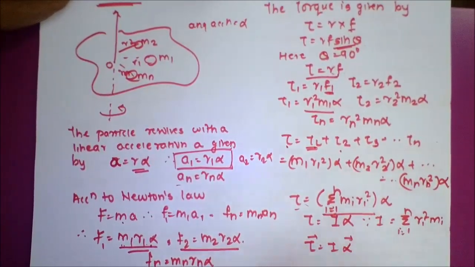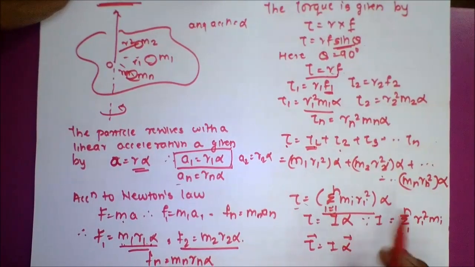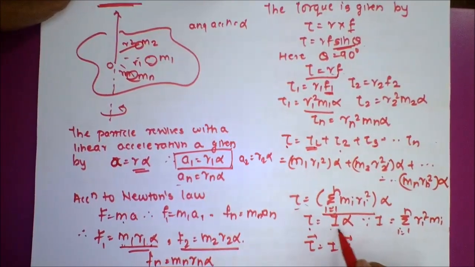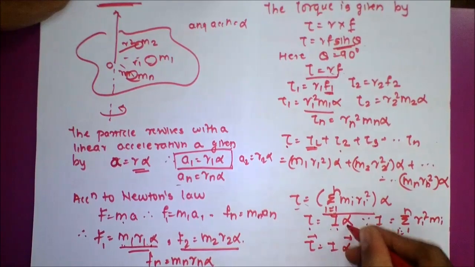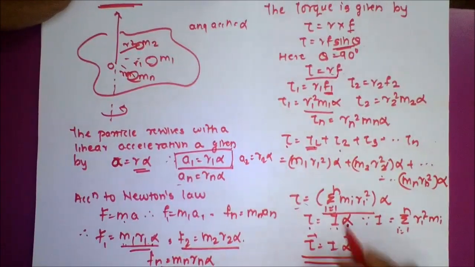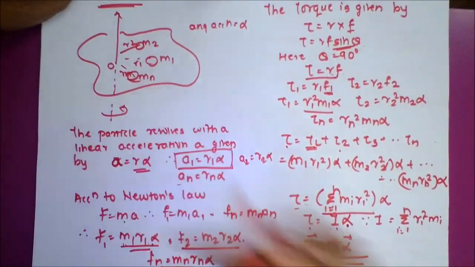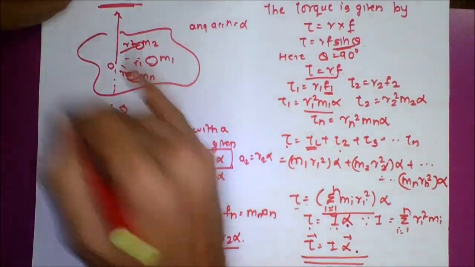This mi ri square term is nothing but the rotational inertia. So the torque is nothing but the rotational inertia multiplied by the angular acceleration. That is the torque. The total torque acting on this body will be the total rotational inertia multiplied by the angular acceleration that will act.